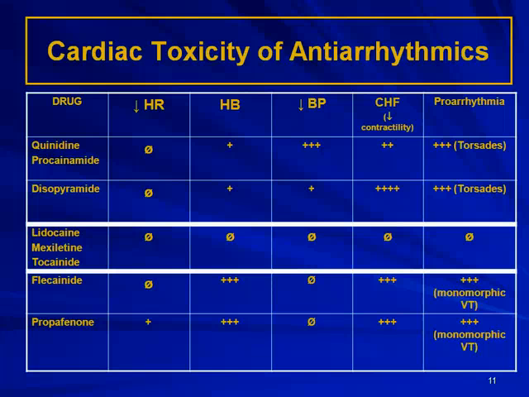So if you look at slide 11, I've got these grouped by Vaughan Williams classification, and you'll notice that quinidine and procainamide at the top, those are class 1A drugs. The potential for heart block is relatively minimal, I think. They do have effect in the atria, but not especially potent in terms of slowing conduction through the AV node.